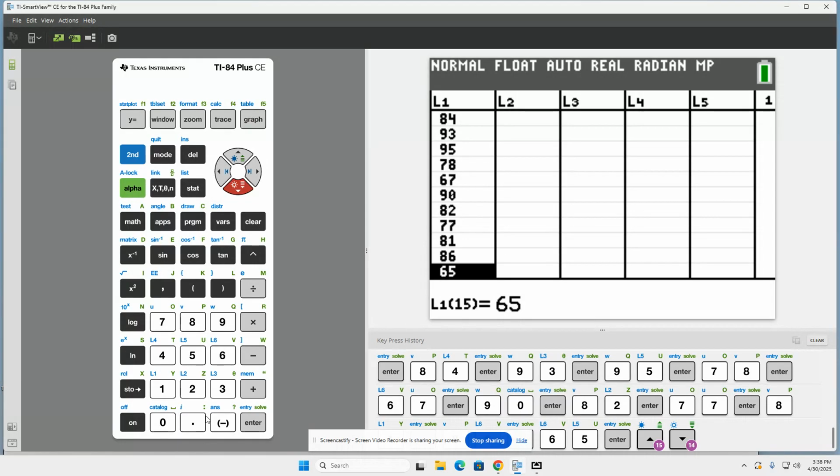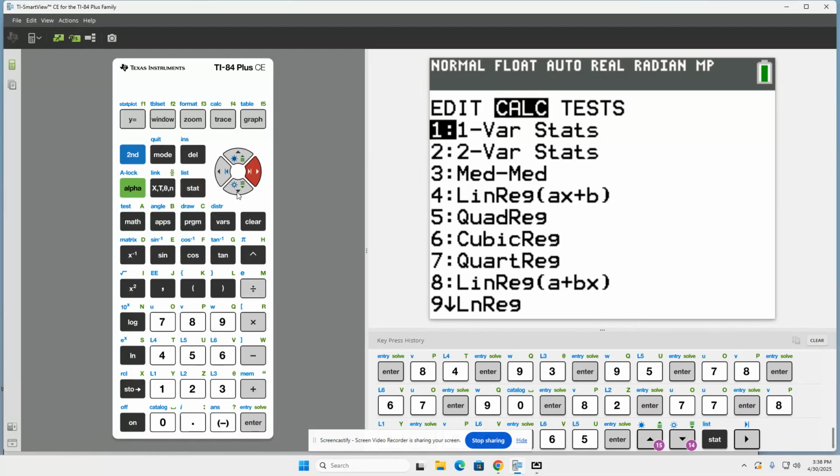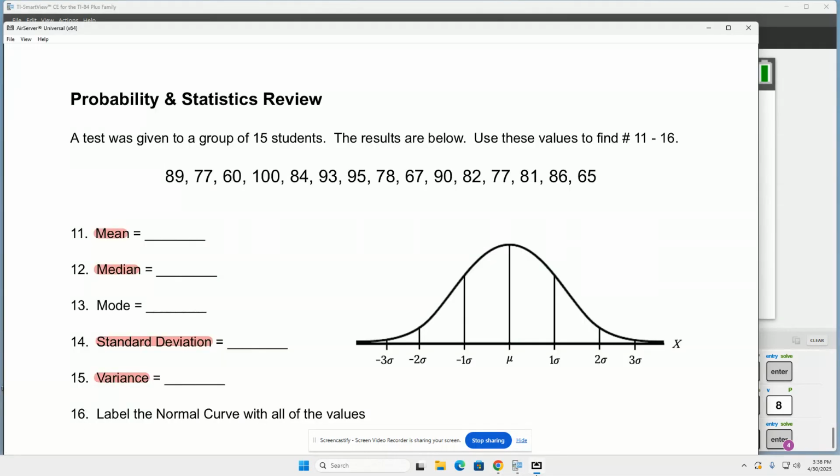All right, we're going to go to one place to find all 4 of those that I just highlighted. We're going to go back to stat. We're going to go over to calculate, but we're not running a regression. We don't want an equation. We want all these stats. So we're going to do number 1, 1-Var Stats. Okay, now just make sure we understand this. X bar, that is your mean. So my mean is 81.6.